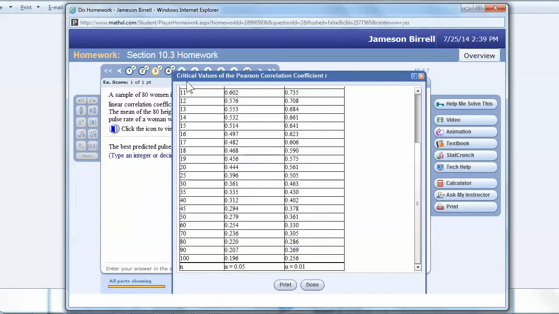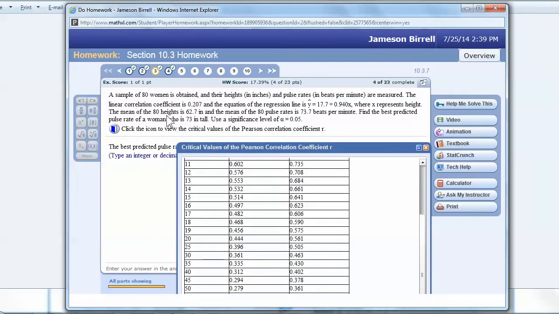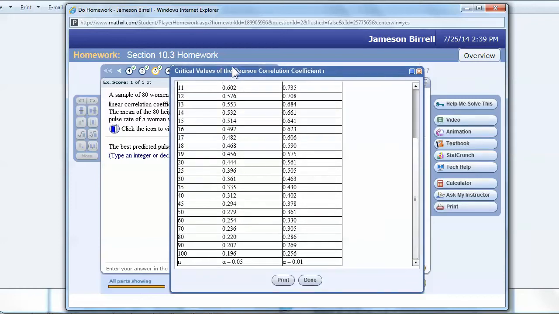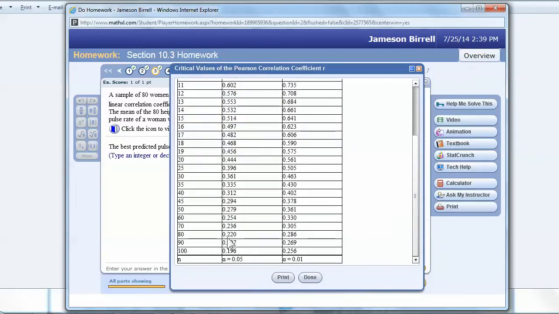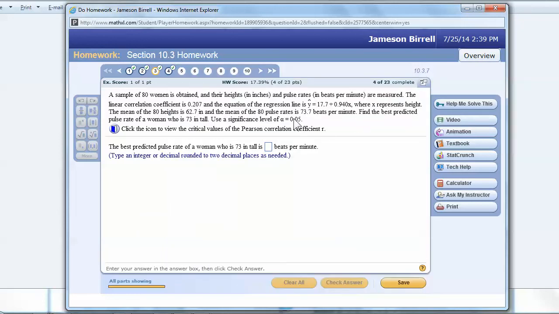And our value, our linear correlation coefficient is 0.207. It is not bigger, right? So let me come back up here. It's not bigger than 0.220. And we are going to be using 5%. That's why I'm staying in that column.